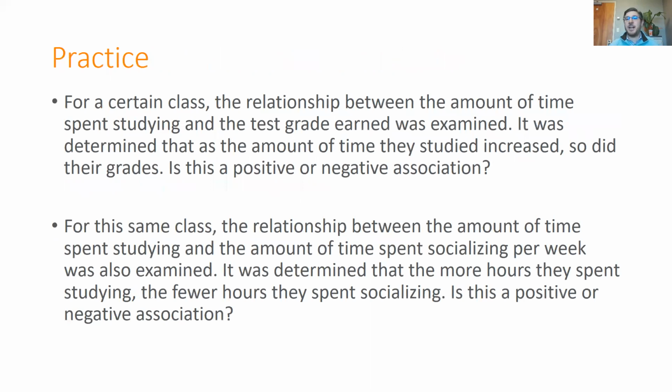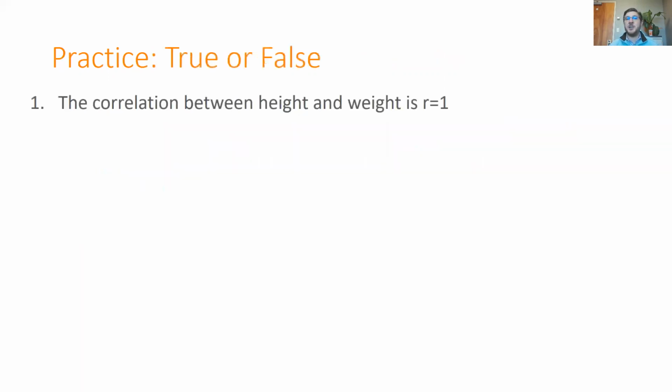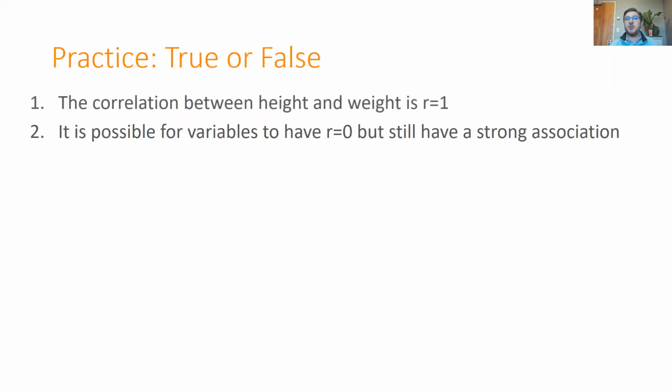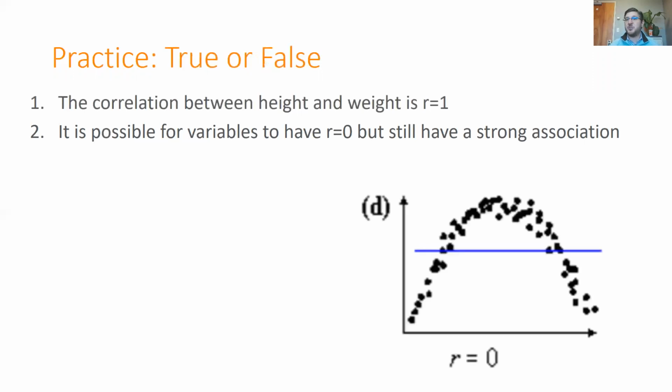Here's a couple of little practice items: would these be positive or negative relationships? You can read through those and look at the notes and decide. There's also a little practice quiz here, true or false. Like this one: is it possible for variables to have a correlation of 0 but still have a strong association? It's actually true. If you look at this, it's a curvilinear relationship. These two variables, X and Y, have a strong relationship.